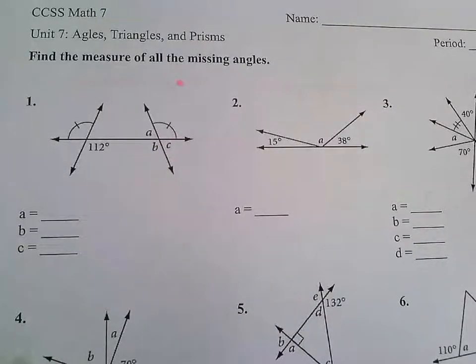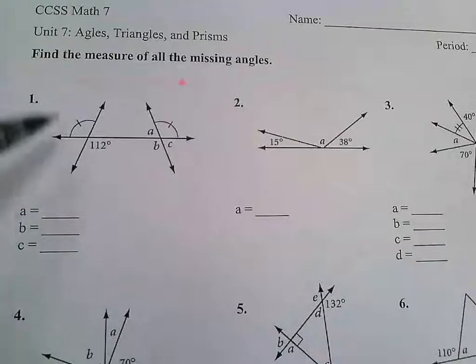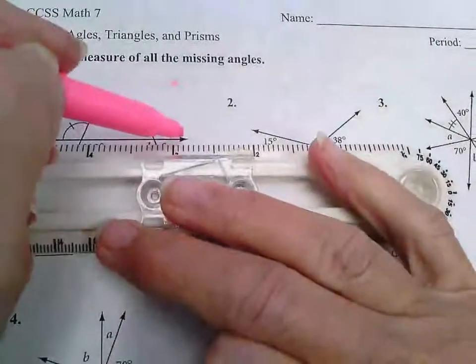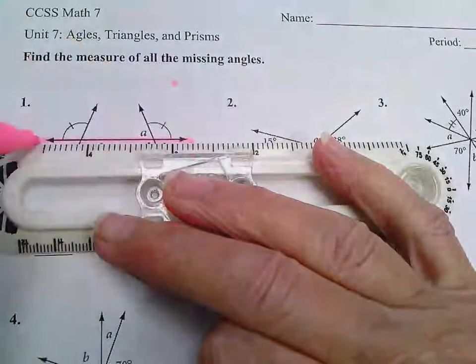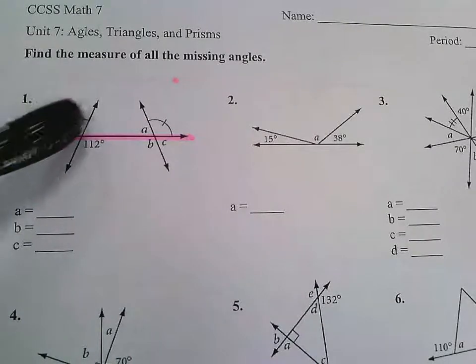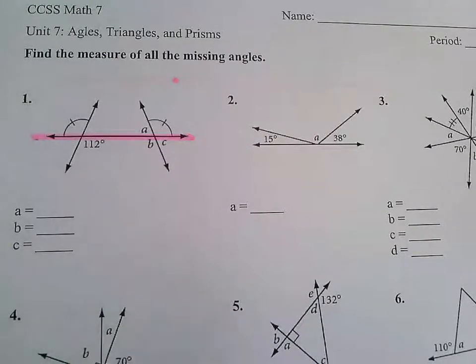Find the measure of all the missing angles. Number 1, we have a straight line. I always like to show my straight lines. And we have some intersecting lines with that straight line. When we have the intersecting lines, we have vertical angles.